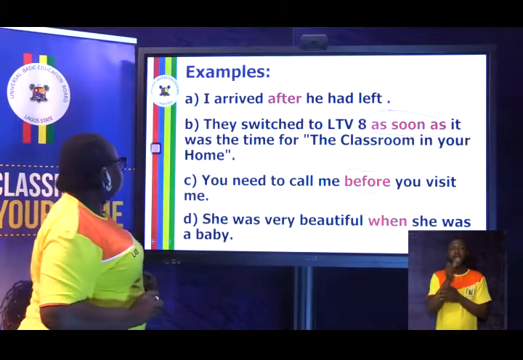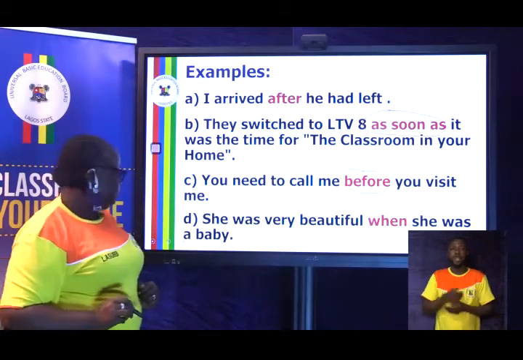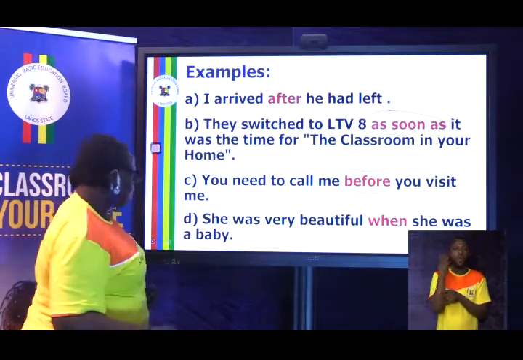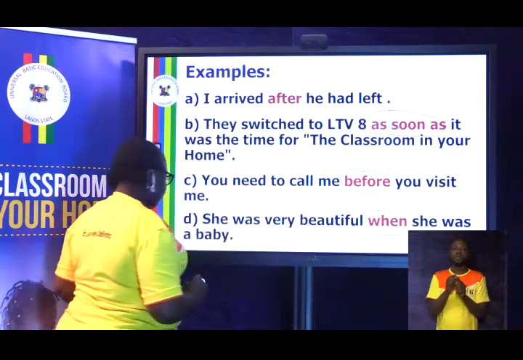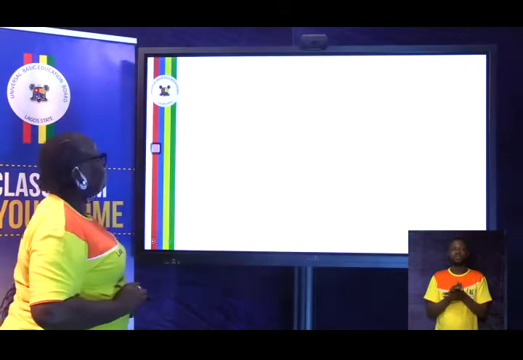Another example is, she was very beautiful when she was a baby. She was very beautiful when? That was when she was a baby. So the conjunction of time here is when. I believe you're following me. Well done.